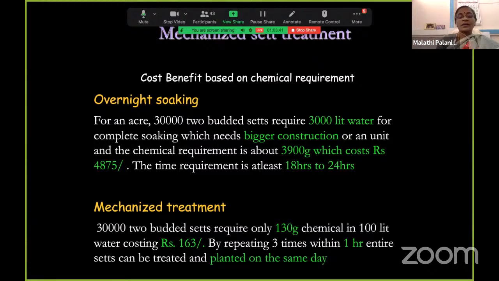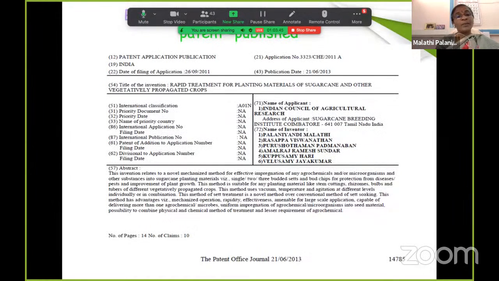Hence, we filed a patent for this technology, and it has been published. Also, this year, the patent was taken up for first examination, and we have submitted the reply to the first examination report.